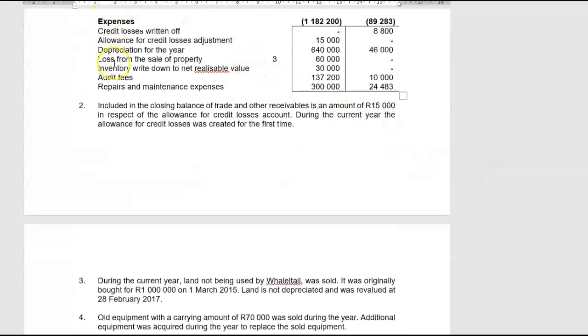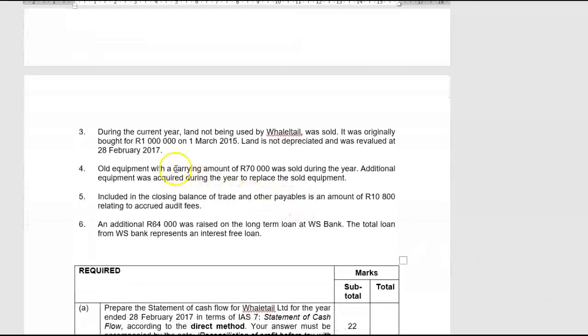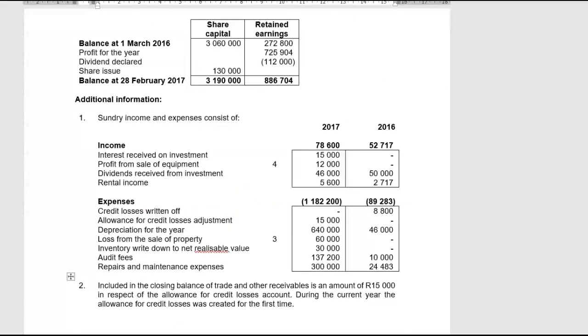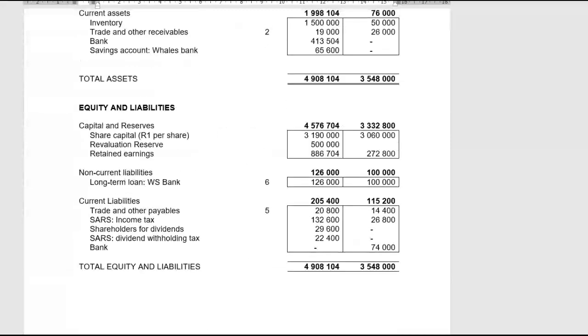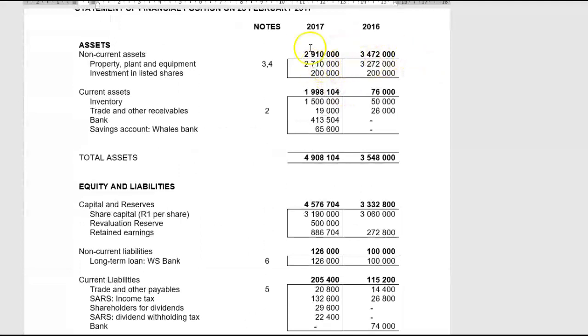Also in the additional information, there's a breakdown of expenses, trade and other receivables, something about land, something about equipment, but only the carrying amount of equipment. And that is that. So nowhere in this question do I have a proper breakdown between cost and accumulated depreciation. So therefore in this question as well, property, plant and equipment is going to be treated as one account. That is the one thing that you should look at. How do I do that?